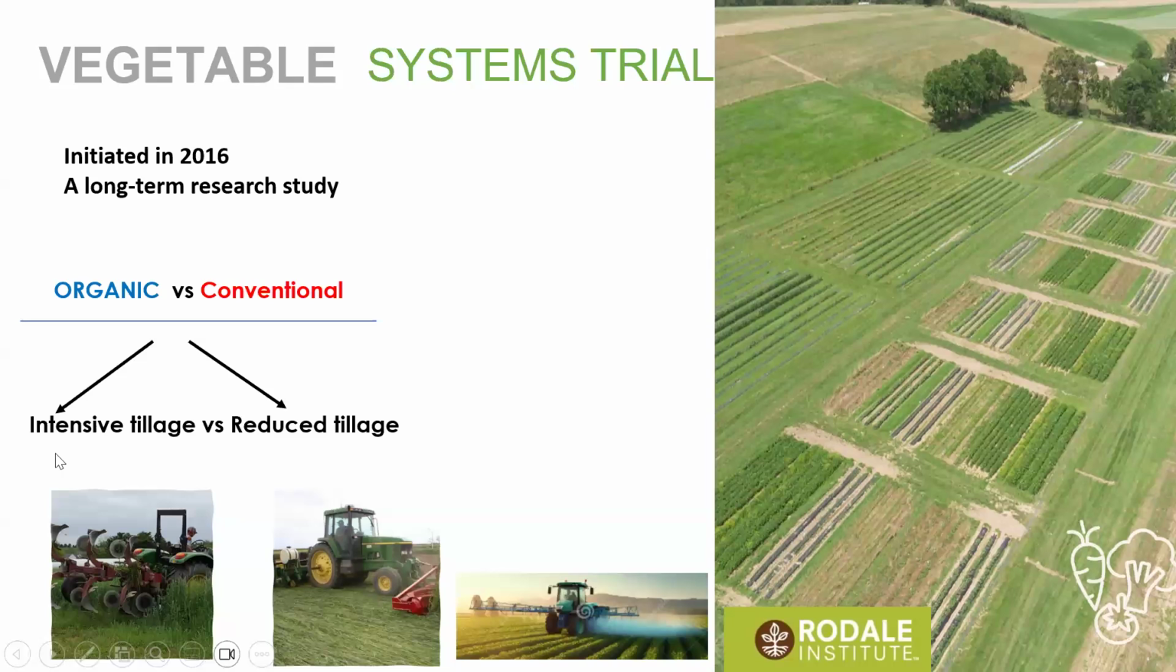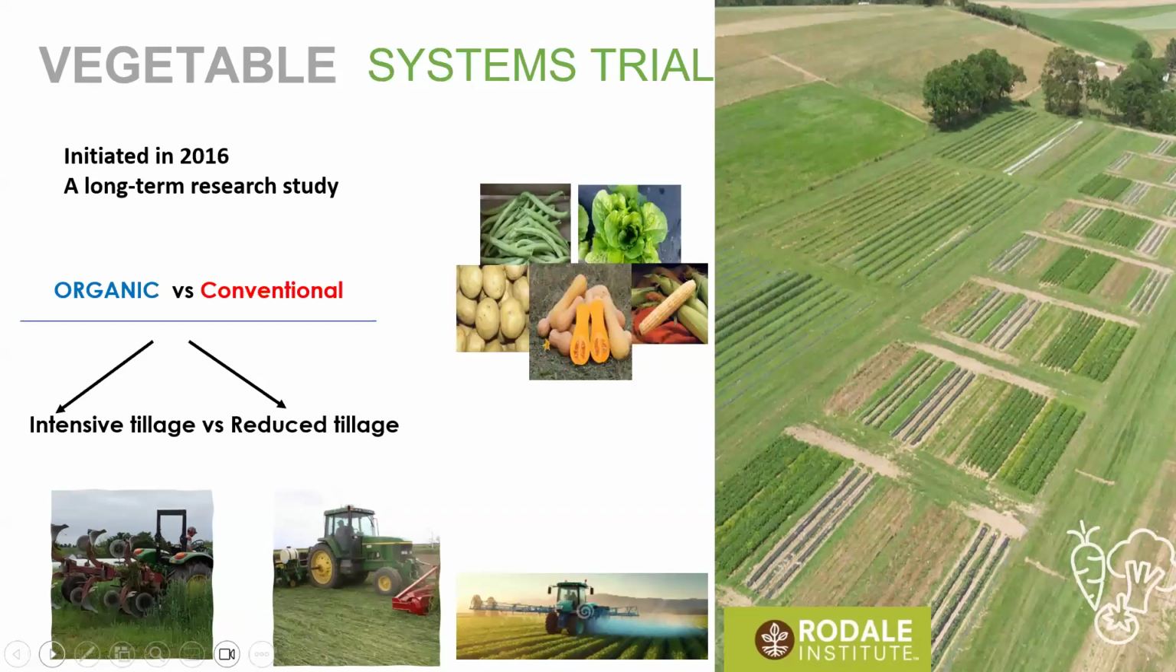Just to mention also, in the intensive tillage, we turn down and incorporate the cover crop with equipment like a moldboard plow, we prepare beds, and we apply plastic like you see here on this side as a mulch.